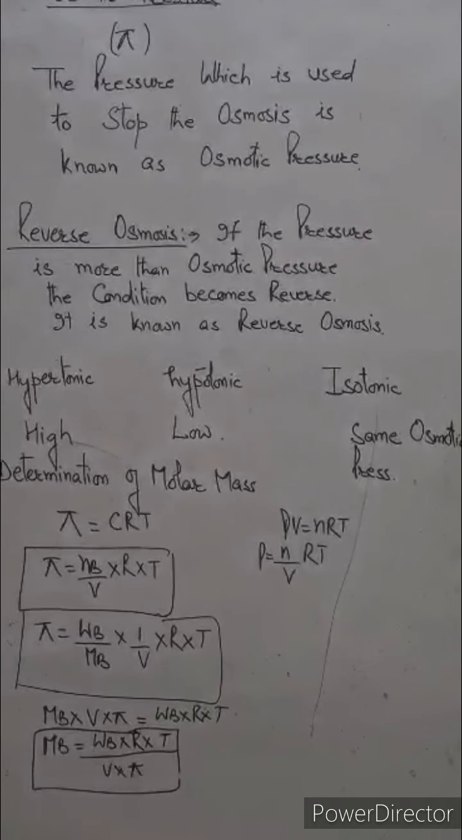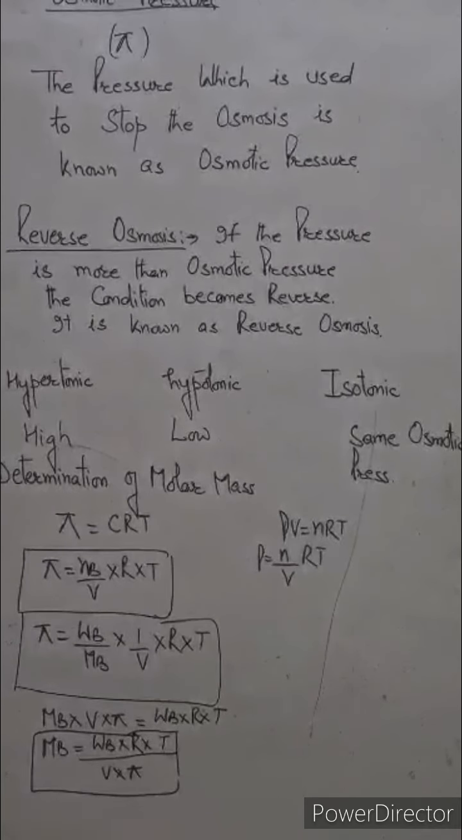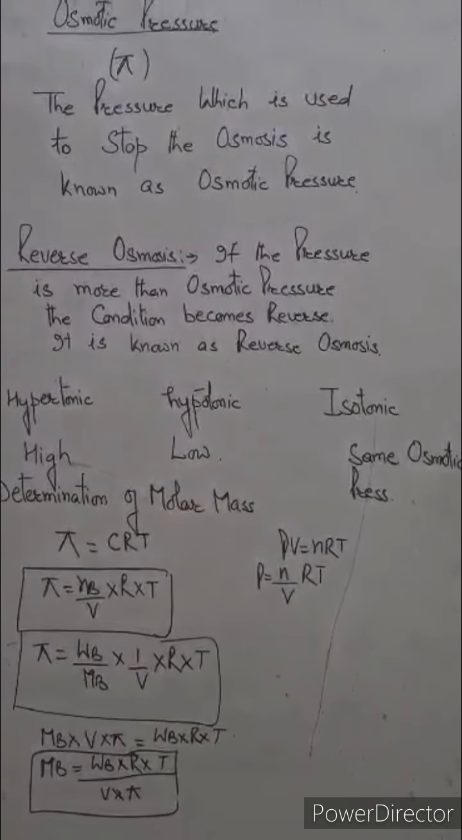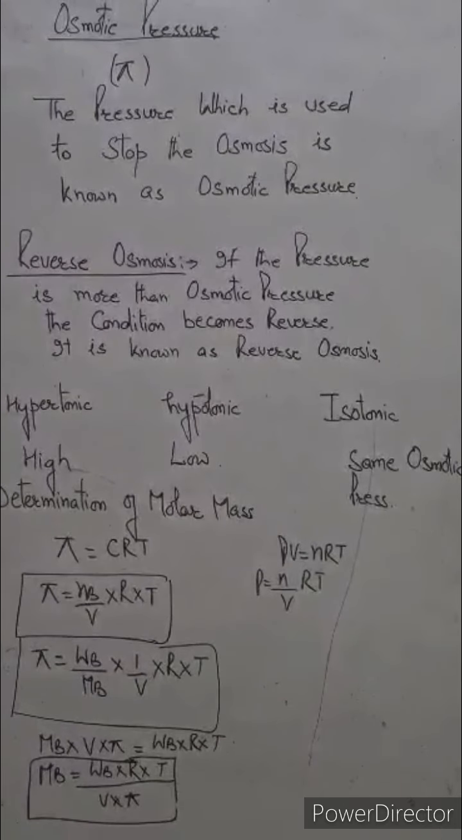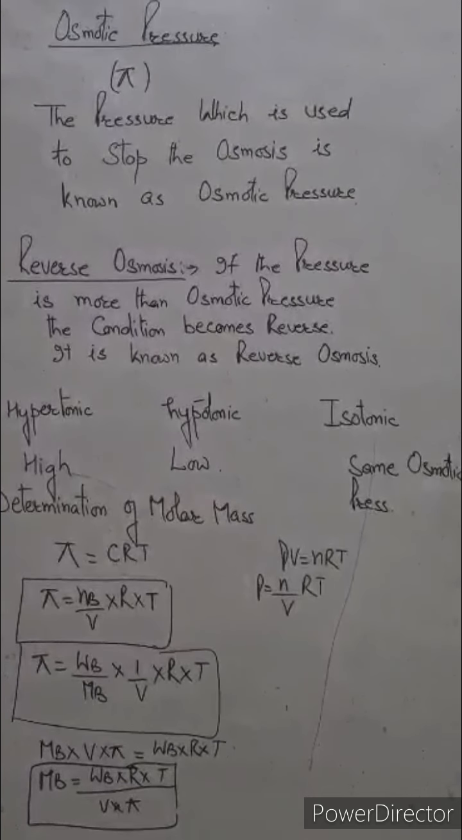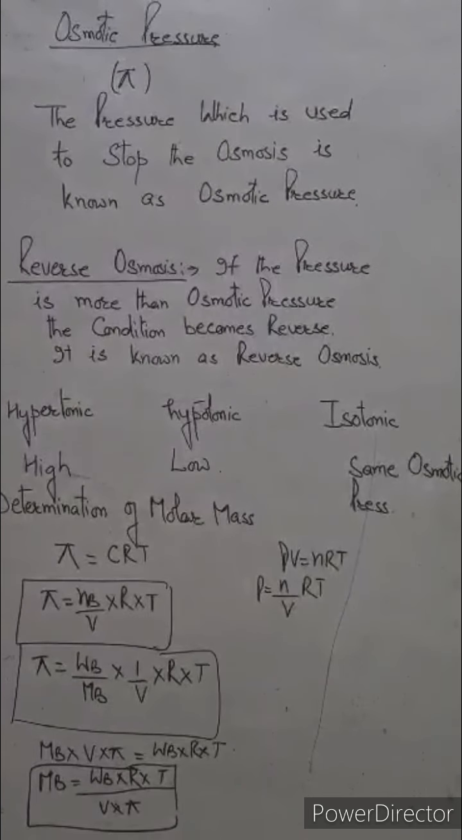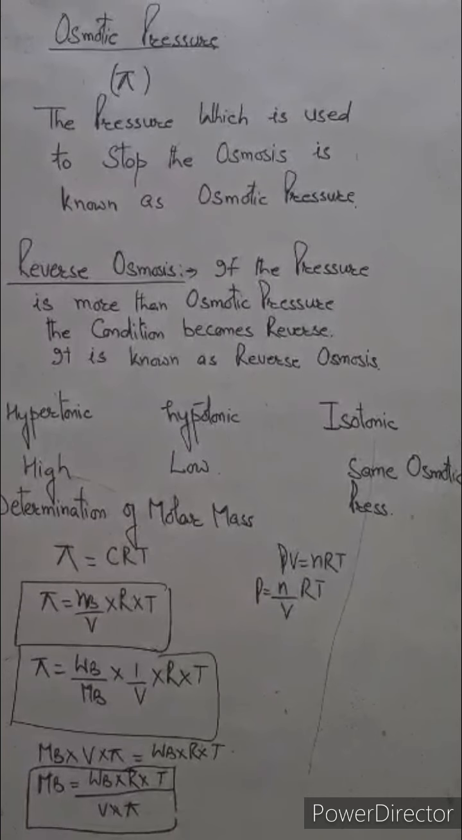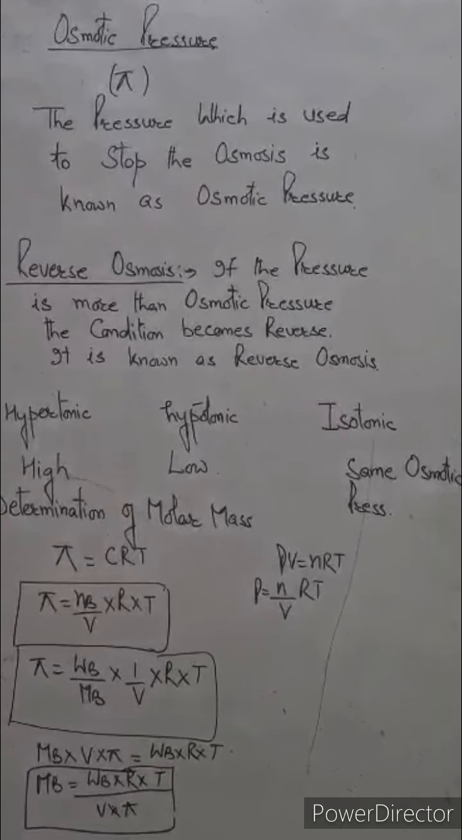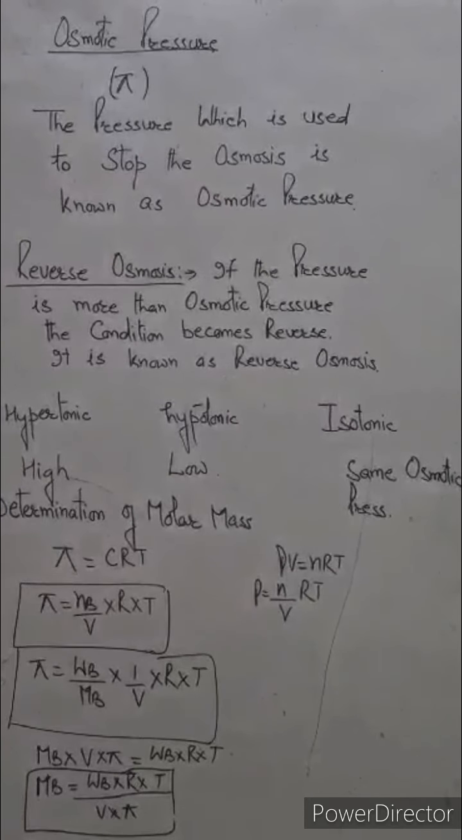right? So this we have done all the colligative properties. That is, 4 colligative properties are there: relative lowering in vapor pressure, elevation in boiling point, depression in freezing point, and osmotic pressure. I hope you all are solving the numericals based on these colligative properties.